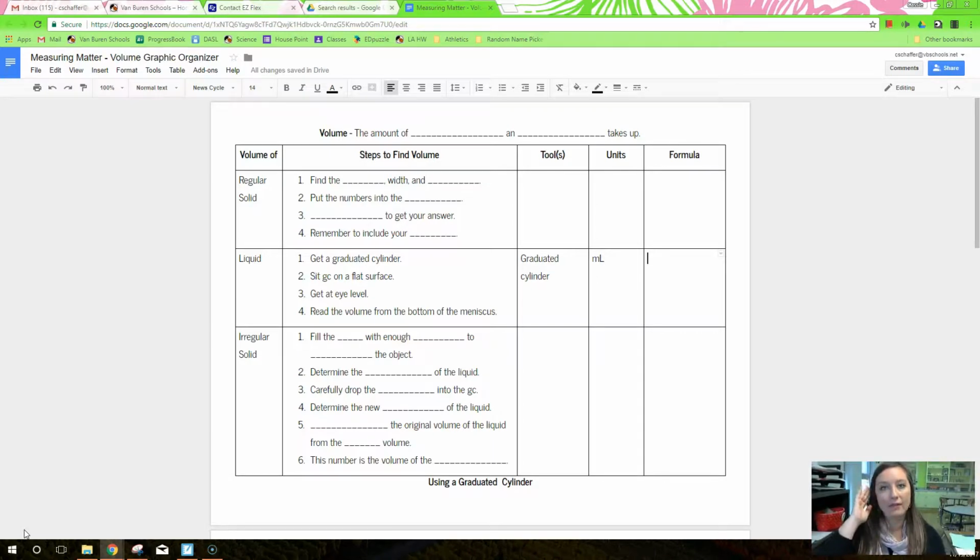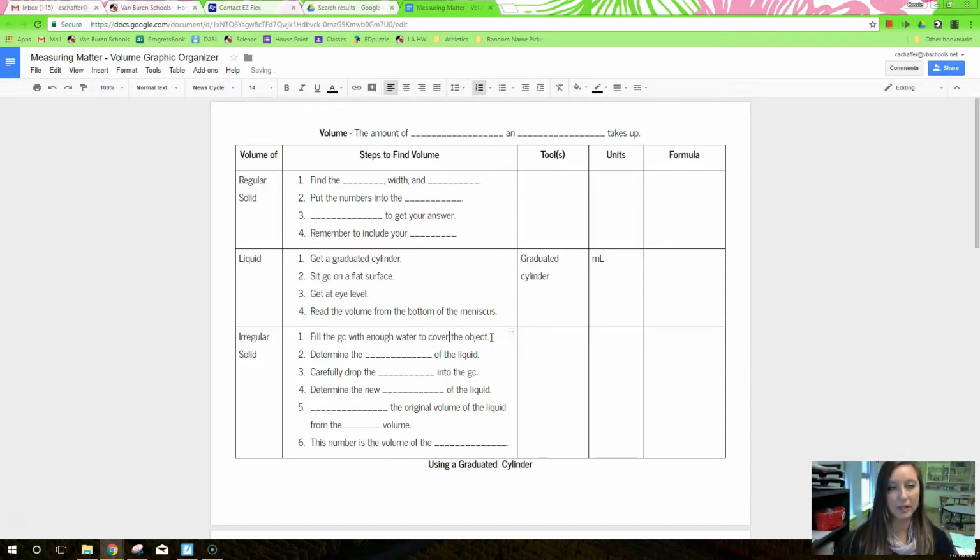So you're actually going to have to take some of the information that you've learned on using graduated cylinders and finding the volume of a liquid and put it together in order to find the volume of an irregular solid. Believe it or not, we are going to be starting off with a graduated cylinder. So we want to fill, and I'm going to abbreviate graduated cylinder GC, the GC with enough water to cover the object. There's not a specific amount. It doesn't really matter what number you start off with.